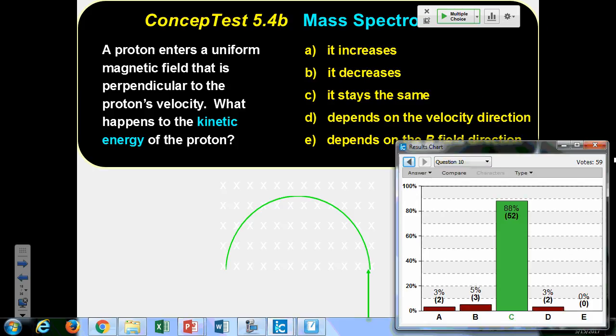Hey, that's pretty good, actually. C is right. I don't know if you recall this from last semester, but we said centripetal forces don't change kinetic energy, because they don't change the magnitude of the speed of the object. They only change the direction. And that's true for magnetic forces. They also only change the direction of the particle. They don't change the kinetic energy.